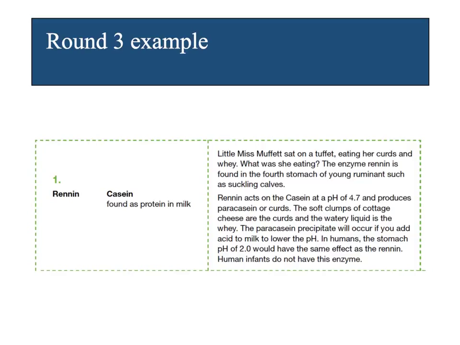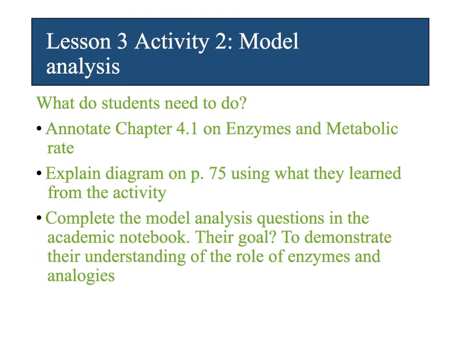So these 3 rounds will happen, and students will talk about what happened after each one, what was different, how it worked. And after they're done, they'll go and annotate chapter 4.1 on enzymes and metabolic rate, just that part of it. So they're going to use what they learned. They've already had one pass at that material by trying it out before they read the textbook chapter on enzymes, and it ought to make a whole lot of sense to them because they've just seen it happen.